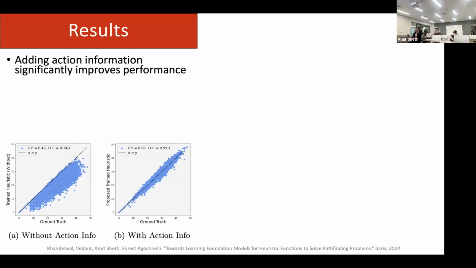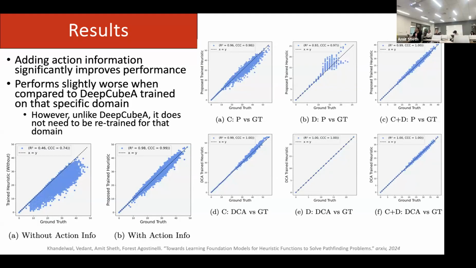And so we can see that giving it information about the domain. So in these charts, the x-axis is the ground truth cost to go. The y-axis is the output of the neural network. So if we don't give it information about the domain, it performs a lot worse than when we do give it information. So this shows that it's making use of that information about the domain. Here, I'm going to skip over this.